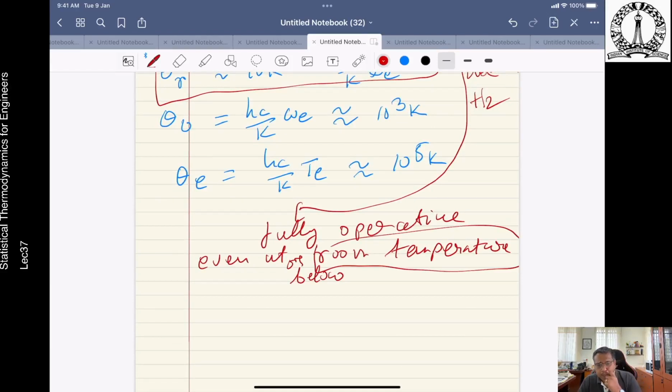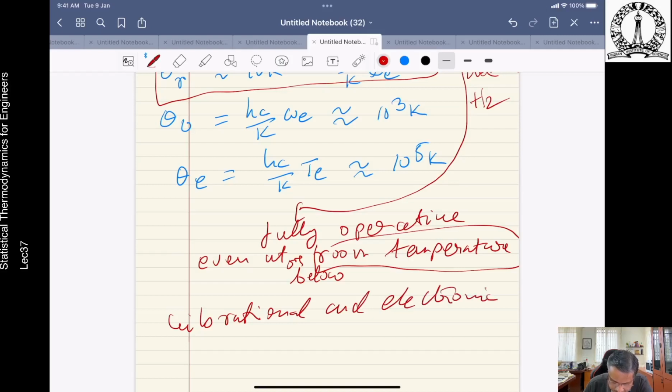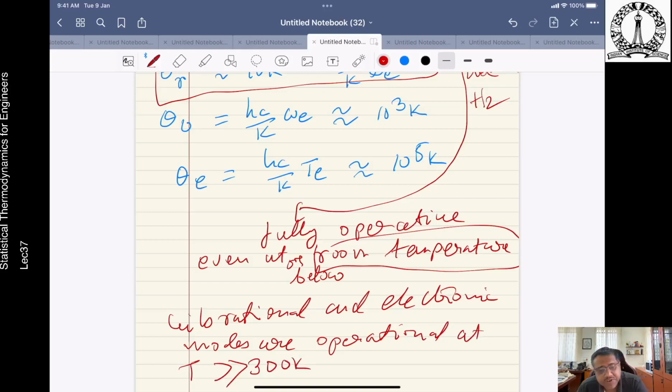On the other hand, the other energy modes are 10 K, 10 to the power of 3 K, and 10 to the power of 5 K. So we find that the vibrational and electronic modes are operational only at temperatures considerably greater than 300 K, or much greater than 300 K.